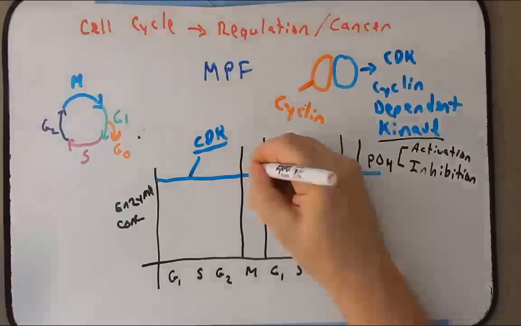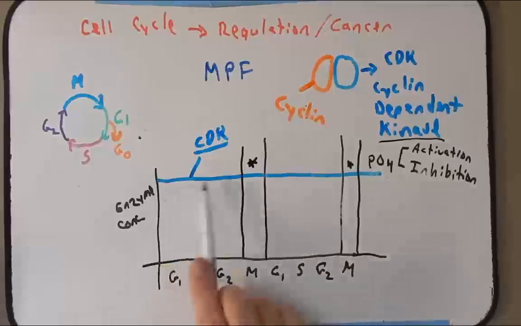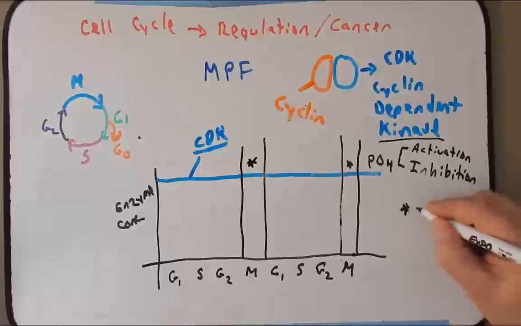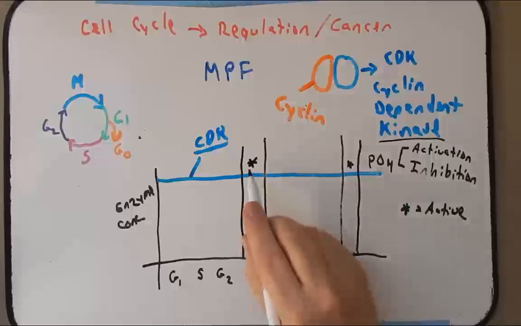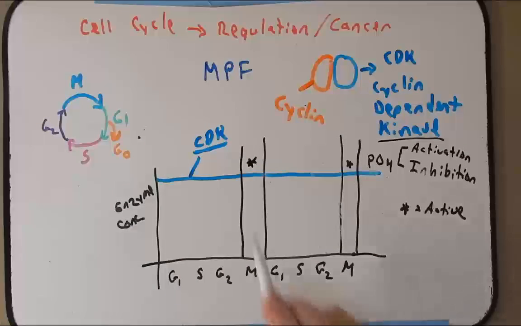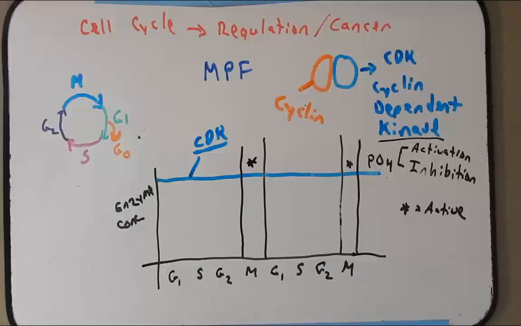But they knew that at M phase, the CDK became active. In G1, S, and G2, it was inactive. So let's make a little key over here. This means active. CDK was active here, yet it was present throughout the whole cell cycle. So how did it become active here but not throughout G1, S, and G2?